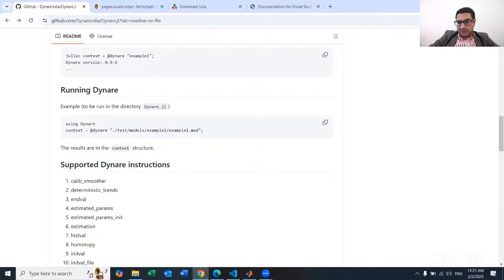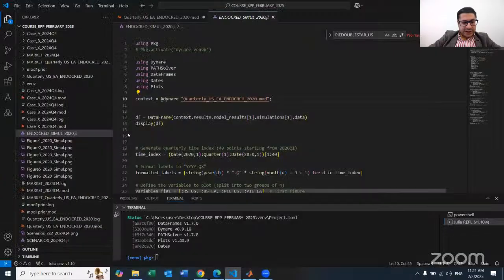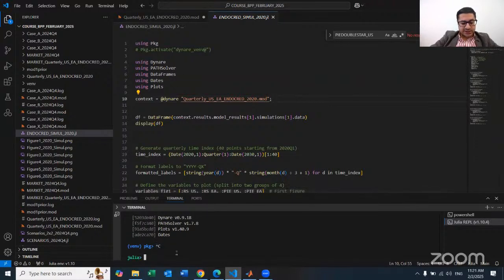Nothing else. But because here we are using VS Code and we are currently at this folder, we don't need to give the full link to this. It understands that we are at this folder.